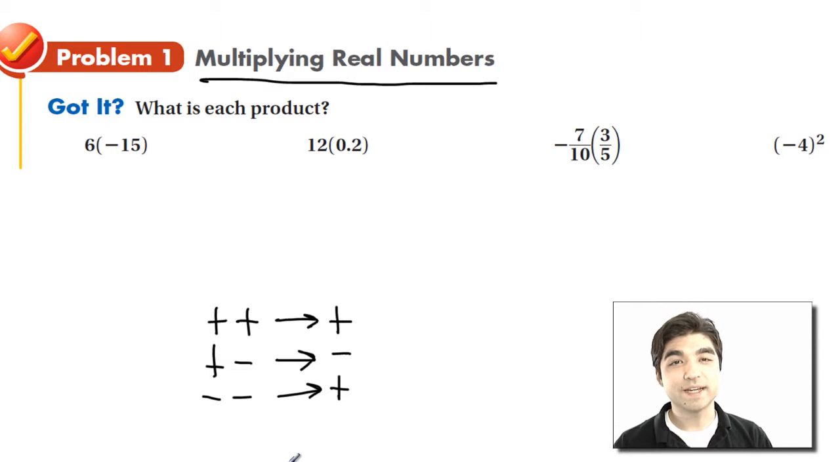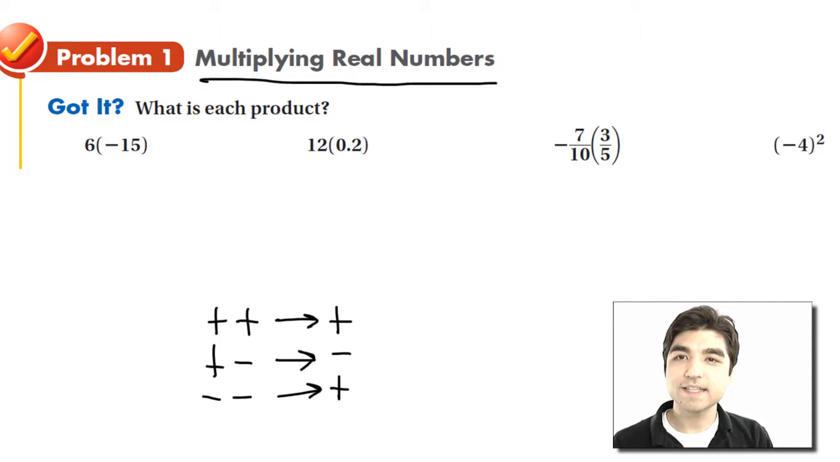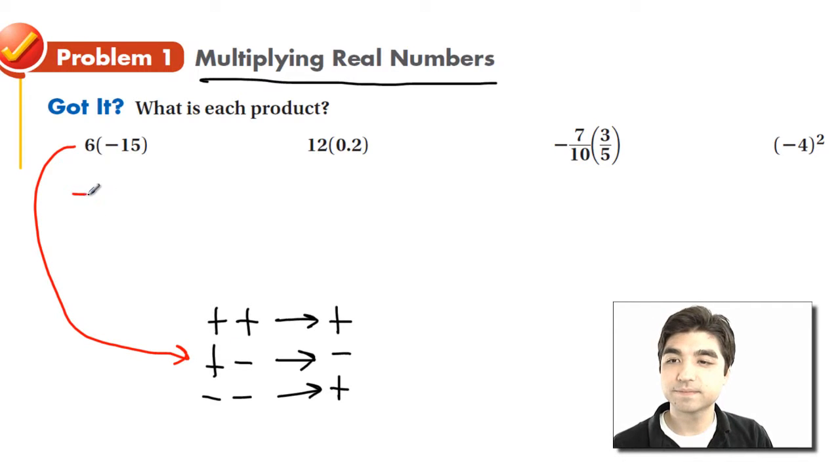So you need to get comfortable with those three rules, and you'll get comfortable with lots of practice. So if you take 6 times negative 15, this is a positive and a negative number, so the answer is going to be negative. So we know it's going to be negative. Now I just need to figure out what 15 times 6 is. Let me do it real quick.